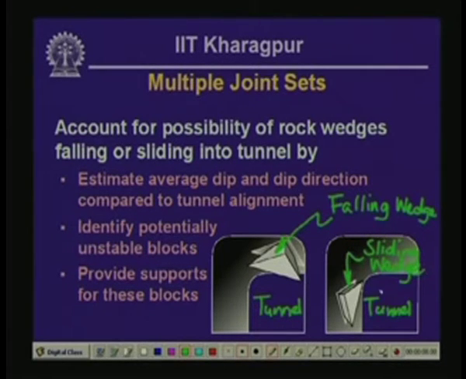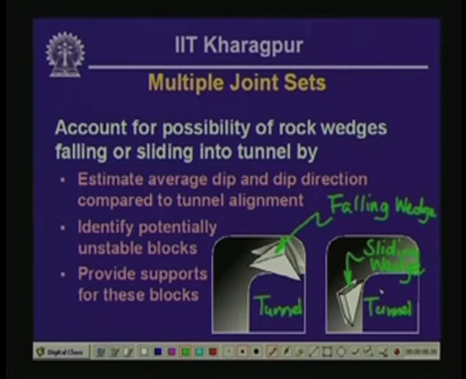Now, as a designer, your problem is to assess the stability of the falling wedge and the sliding wedge. So, considerations are essentially the same as we discussed in the case of two joint sets in the previous slide, involving joints striking parallel to the tunnel alignment.